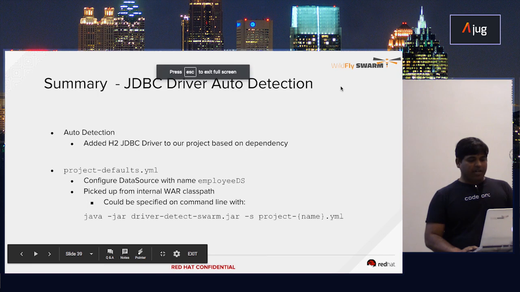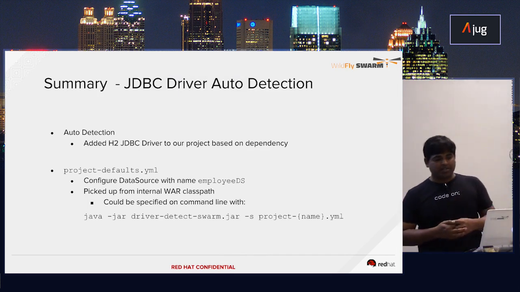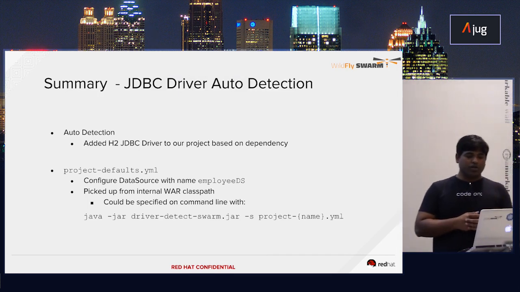Again, the project defaults.yaml, configure data sources and things like that. In the YAML file I showed before, I actually have employee DS as well. I wasn't using it, but I just wanted to show you. And if you want to pass that extra YAML file, you're just passing java -jar, just passing that particular YAML file with a -s flag there.